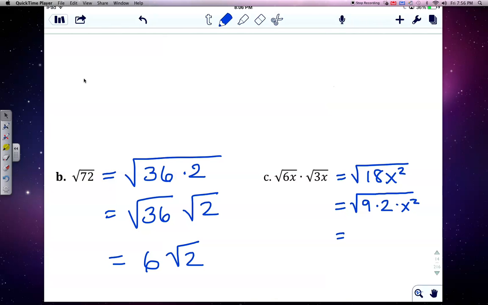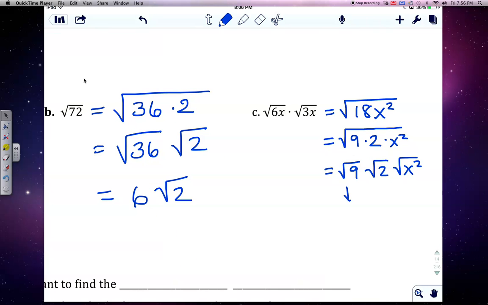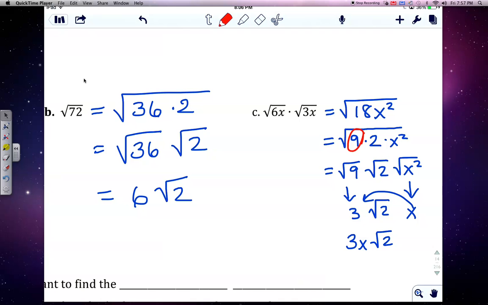So when I separate this, I get the square root of 9, square root of 2, and the square root of x squared. Square root of 9 is 3. Square root of x squared is x. And square root of 2 is... Sometimes students, and I like to do this too, I like to circle these, because I know that they're coming out of the radical. And when I do the square root of 9, you see how that was the 3 right there? Square root of x squared, and that's where the x came right there.